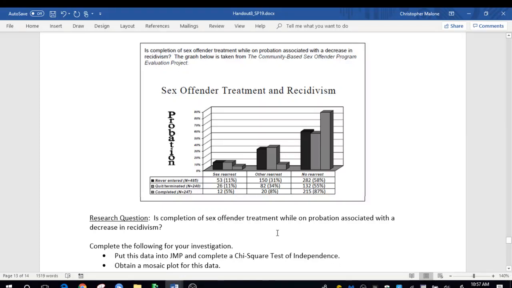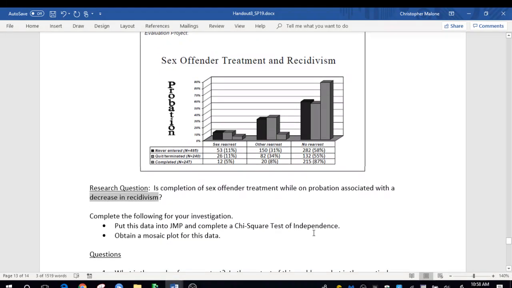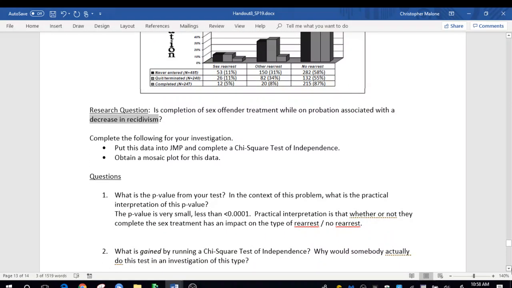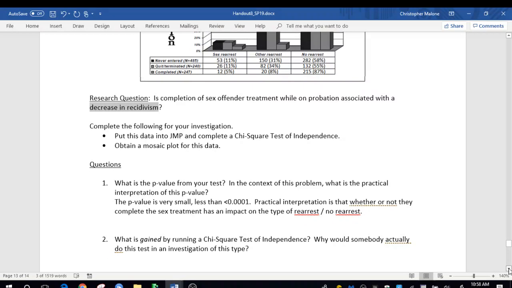Their research question here is one-sided, so they're asking about a decrease in recidivism. We actually did a two-sided test, since the chi-square test of independence is a two-sided test. So you might want to run a Cochran-Armitage test on this, because they're interested in a decrease in recidivism. The test that I ran doesn't address that question exactly. The chi-square test of independence is just a test of association. It does not have a direction attached to it. That's why in my conclusion I said it has an impact on the type of rearrest. I can't say it has caused a decrease, because the chi-square test of independence is not one-sided.